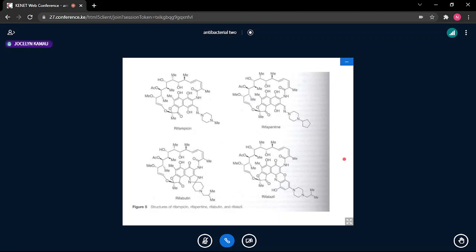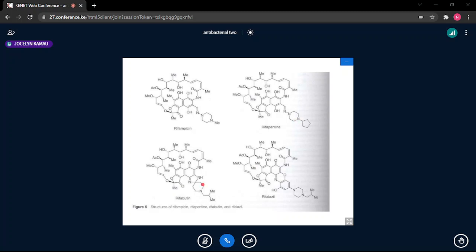I did mention some of the semi-synthetic rifamycins. All of them are still rifamycins. We did mention some of them are naturally occurring, others are semi-synthetic. Of course, the need for the semi-synthetic is to introduce groups that give you the characteristics that you'd want. And definitely you can see, when you look at our positions, the main positions for change are these positions. You can see this position has a huge group which has been substituted at position number 3.